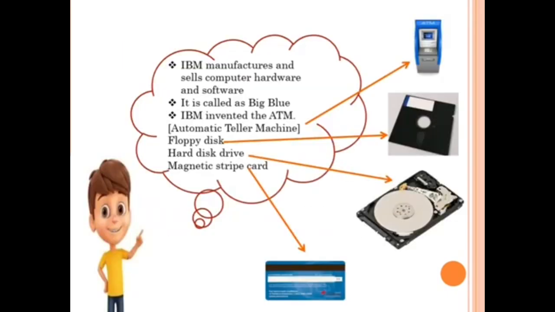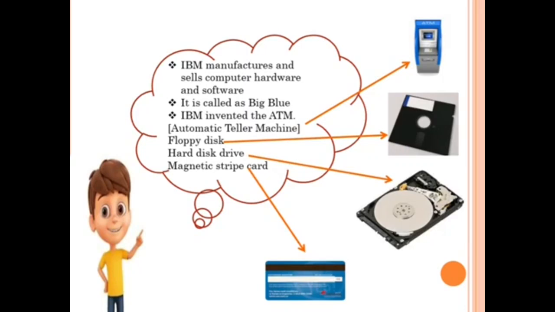This IBM can manufacture and sell computer hardware and software also. So they sell hardware and software. It is called Big Blue. IBM invented the ATM machine, that is the automatic teller machine. Did you see the ATM machine near the bank on the roadside? Yes, that was introduced by this IBM company only.